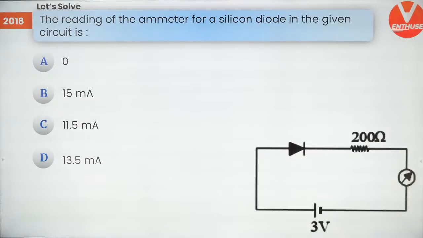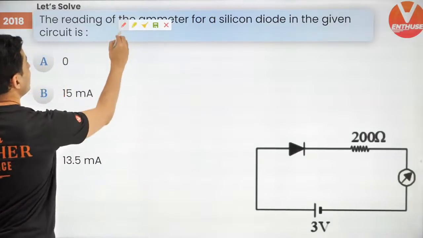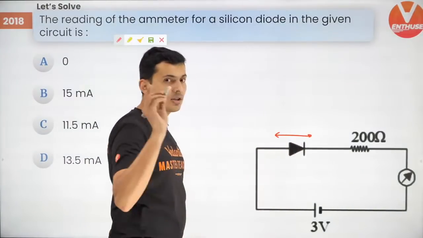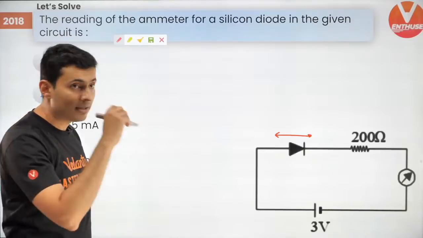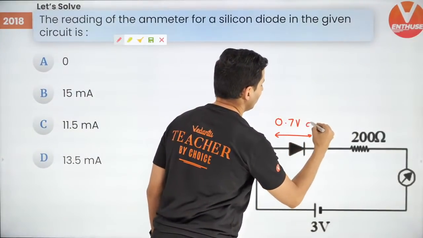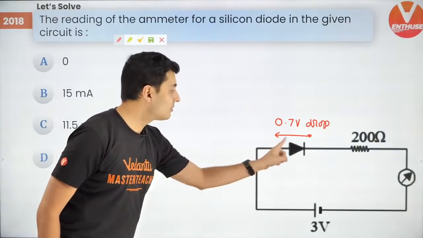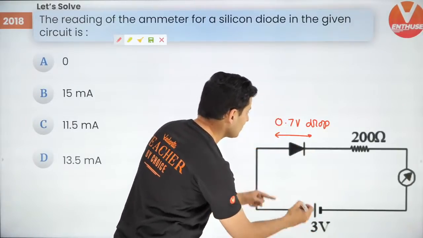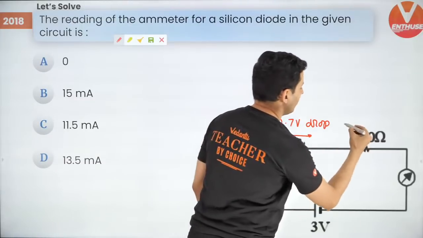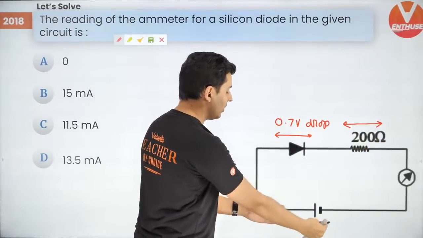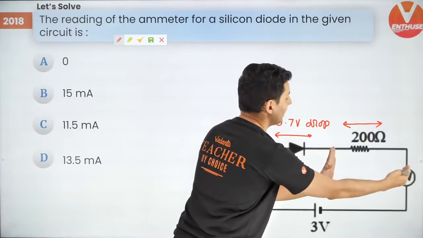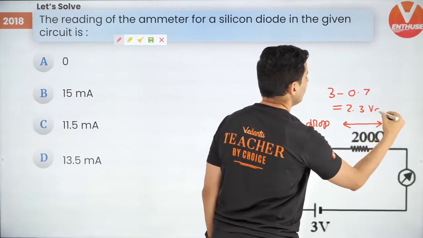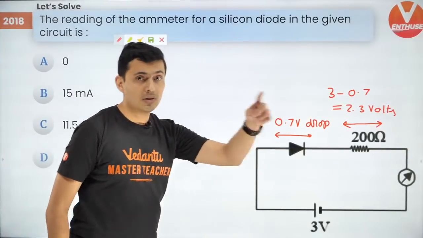Okay, so, well, I'll tell you what, it's simple. First of all, it's a silicon diode. For silicon diode, what is the voltage drop? It's 0.7 volt. So 0.7 volt of drop is there. That voltage which drops in forward bias. So basically out of 3 volts, 0.7 is dropped here. Remaining will get dropped here. So how much will be dropped? 3 minus 0.7, which is nothing but 2.3 volts. So there is 2.3 volts across this resistance.